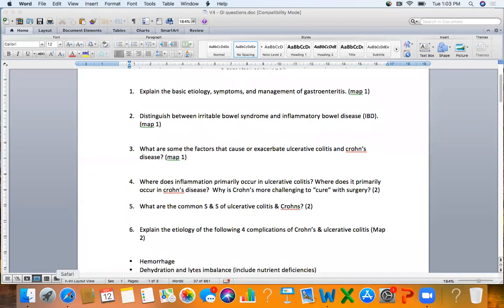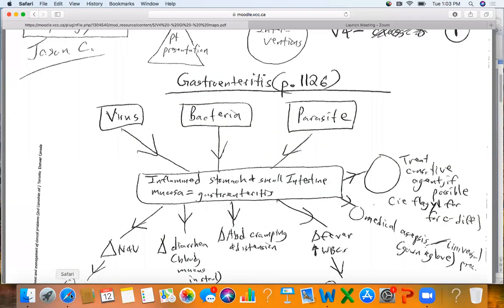Looking at map 1. What does itis mean? Itis means inflammation. And so what could cause inflammation of the stomach, small intestine? You got 3 things listed up here at the top. So a virus, bacteria, or a parasite could cause inflammation.